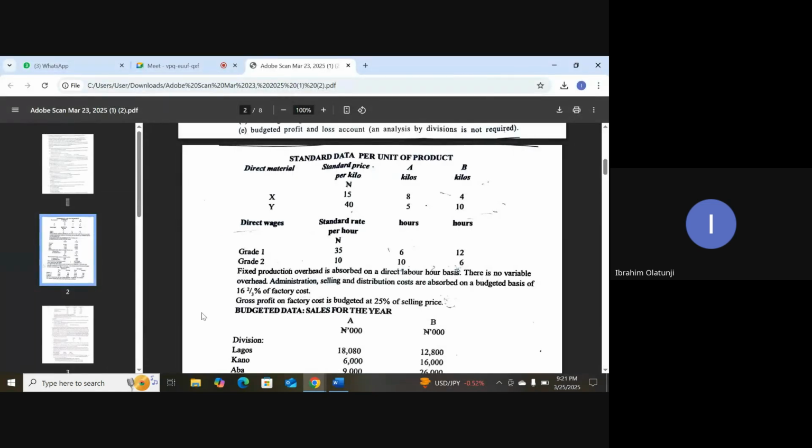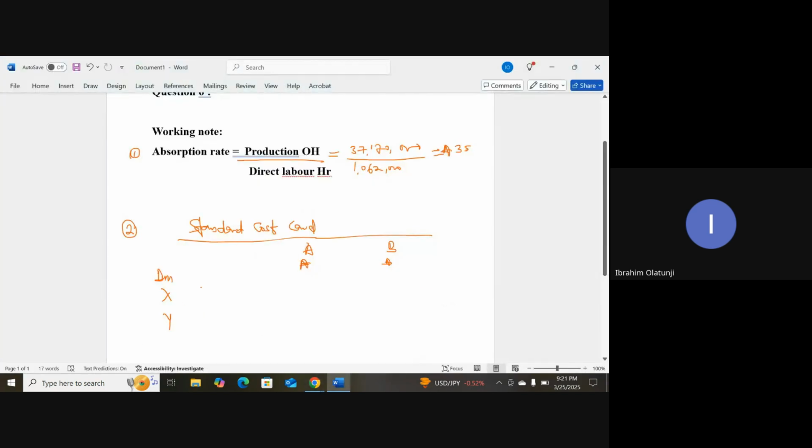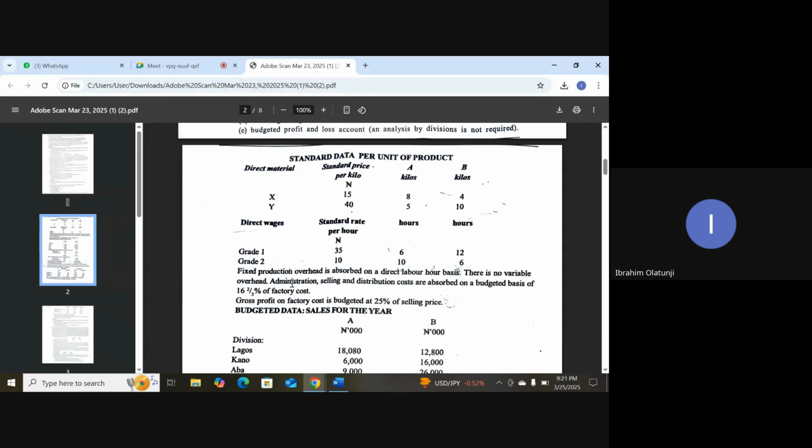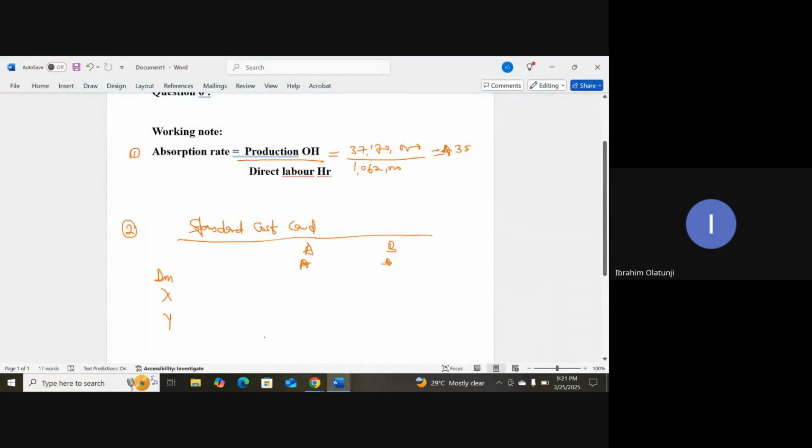For material X, it uses 8 kilos, and the price per kilo is what? It is 15. So if you want to do that, we say 8 times 15. Figure it in place. 8 times 15 is 120. I can also use my calculator here to cross-check.